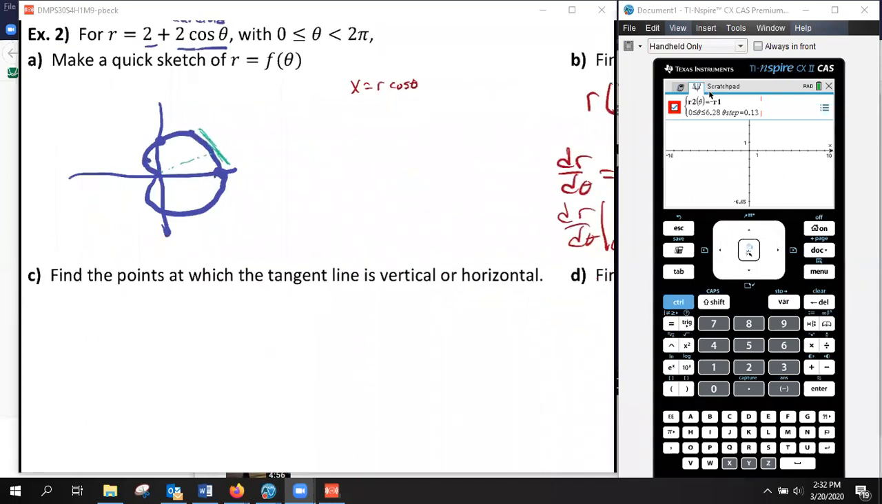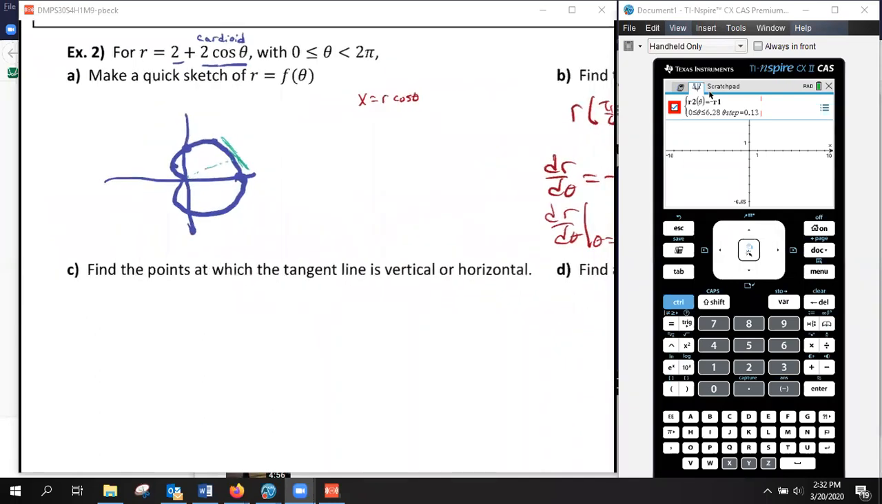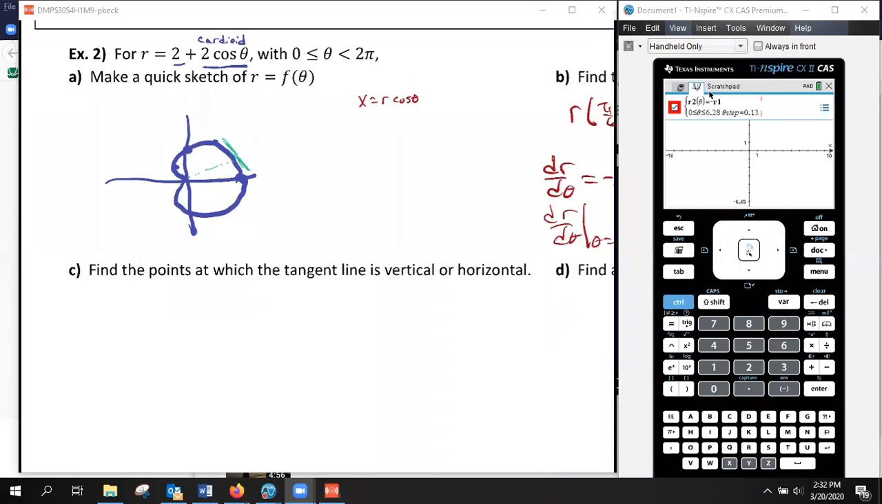So part 3, find the points at which the tangent line is vertical or horizontal. One of the reasons why I like to have a quick sketch of what's going on is so that I could say, where can I expect, and by the way, the work we just did is right here. The fact that it's a slope of -1 sort of makes sense to me. So if I have a horizontal tangent, that's going to occur either here or here. If I have a vertical tangent, that's going to occur here, here, or here.